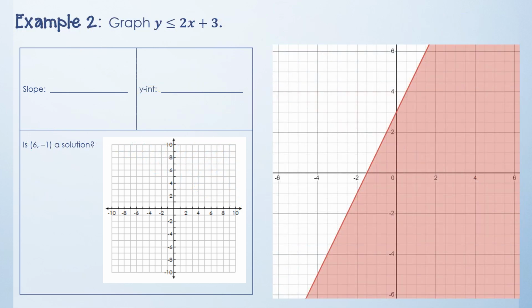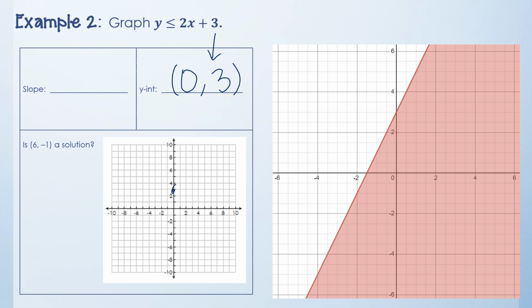Example 2 is very similar. y is less than or equal to 2x plus 3. That's also in slope-intercept form. So my y-intercept is at (0, 3), and that's where we would start. So you can go ahead and put a point at 3. And you can check with Desmos.